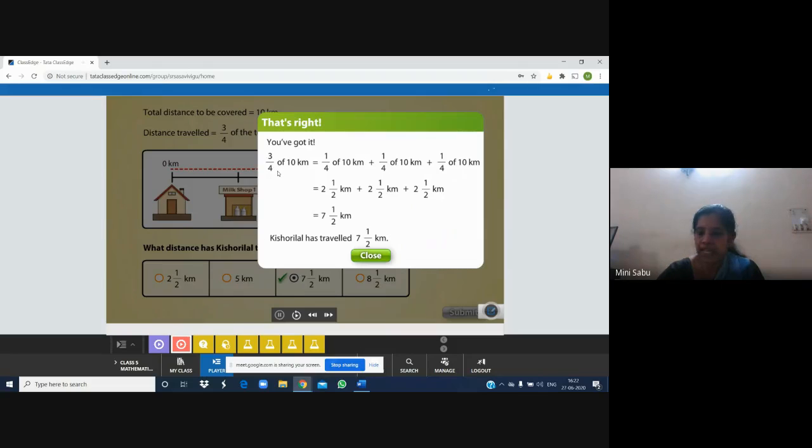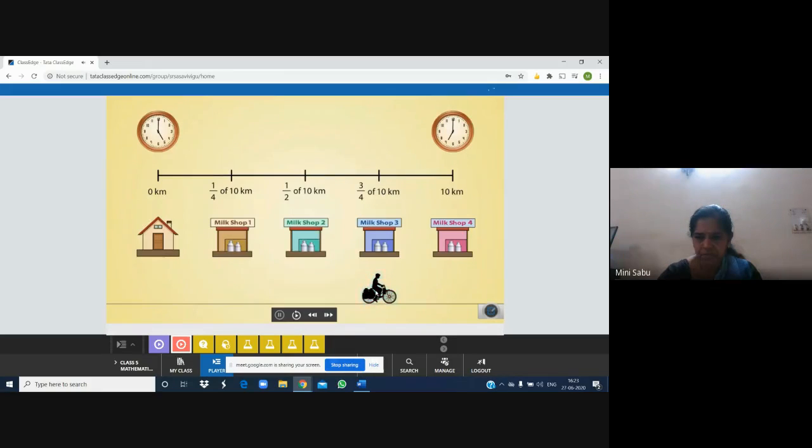Children, see the explanation as I told you in the worksheet. 3 by 4 of 10 kilometer. How do you get 3 by 4? 1 by 4 plus 1 by 4 plus 1 by 4. 2.5 plus 2.5 plus 2.5. How do you do it? 2 plus 2 is 4, plus 2 is 6. And this half makes 1, so 7. And 7.5 kilometer. Okay, understood it? Click the bicycle to continue. Okay, I'm clicking on the bicycle.